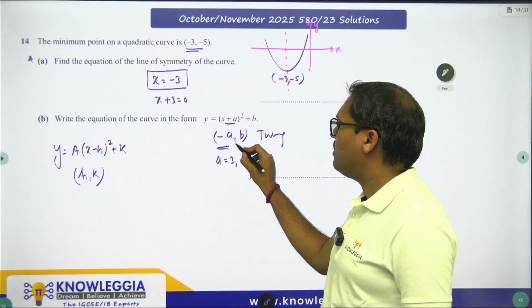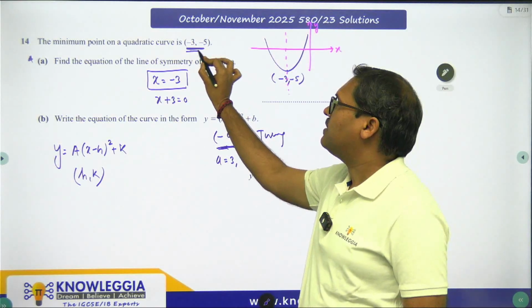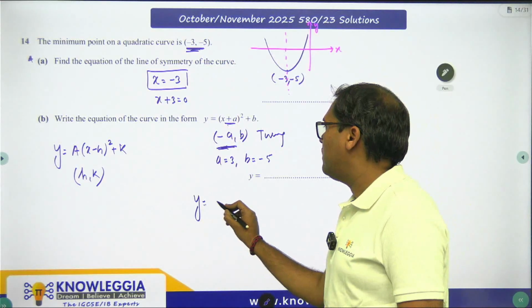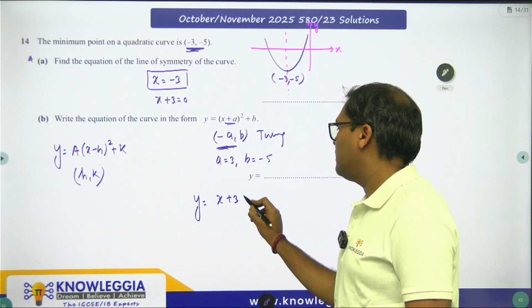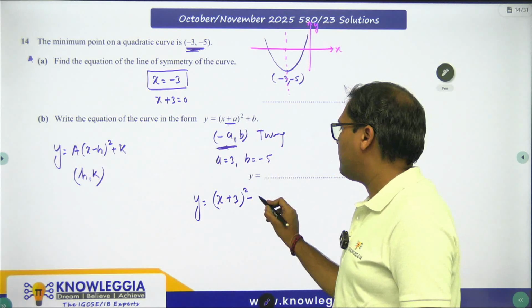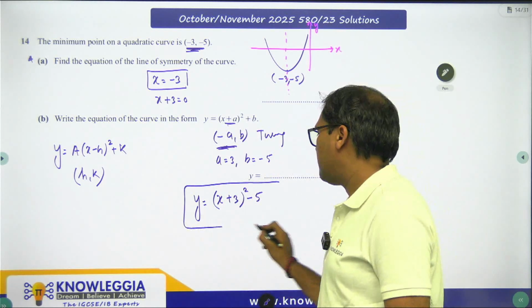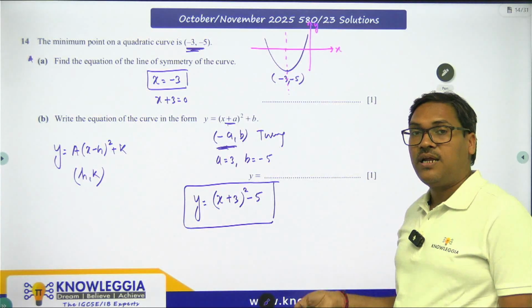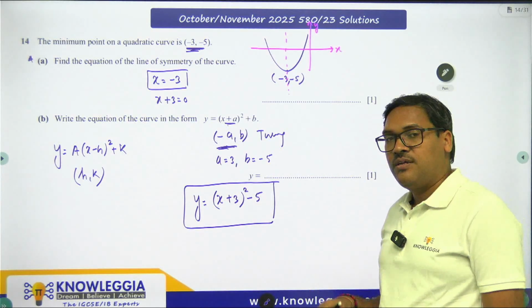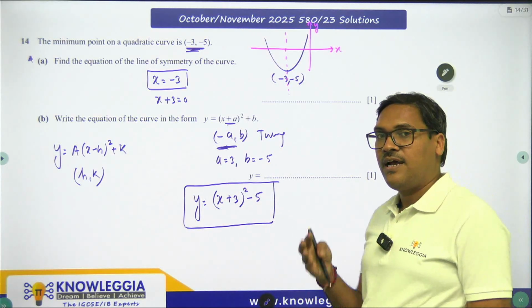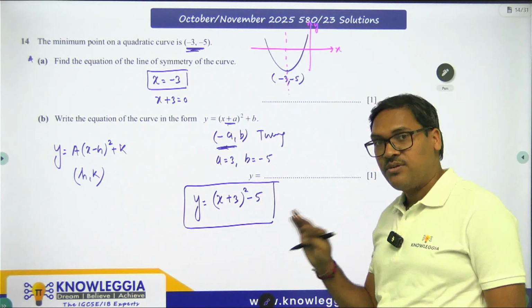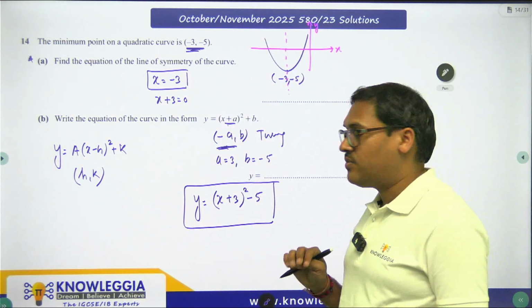You can see why, because this is the turning point. I'll just compare this with this. Right? So what is this equation? This is y is equal to x plus 3 squared, and b is minus 5. So this is the answer for this question. A very important question. They have given the turning point, and now you have to find the equation of the curve. Till now you had the equation and you had to find the turning point. Now this question is the reverse: finding the equation of the curve.